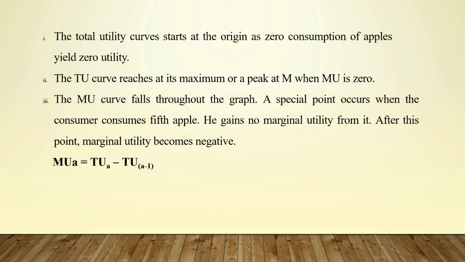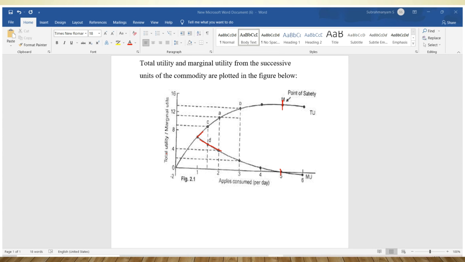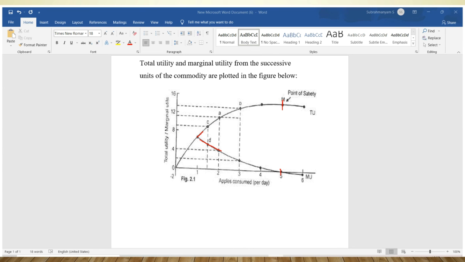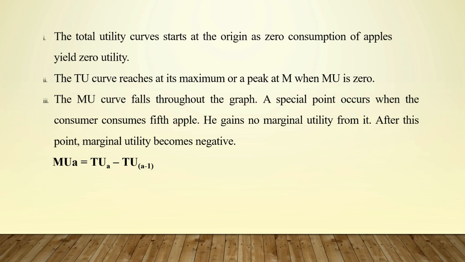Once again, I am explaining that curve, that graph. Total utility starts from the origin, that is 0 utility and 0 apple consumption. Total utility reaches maximum. MU is 0. The marginal utility curve falls throughout the graph.